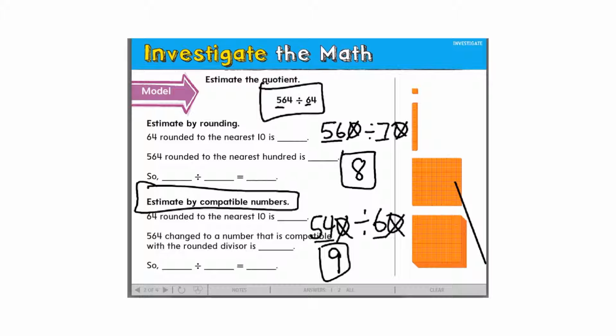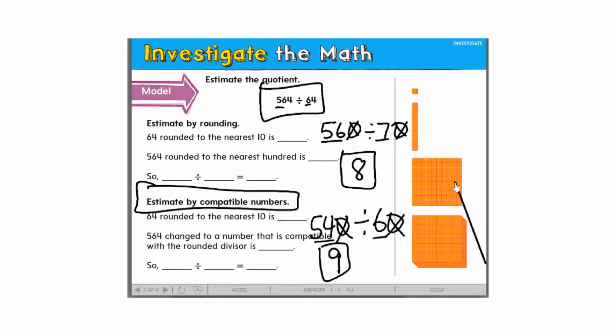Do you guys see how we got that? So on one of the questions, we changed the divisor, and on the other one, we changed the dividend, and we got an answer that was pretty close. So if you actually did this division, you're probably going to get an answer somewhere between 8 and 9. It's not going to go in evenly. You're going to have a remainder, or you're going to have a decimal answer or something like that. So it's going to be a number between 8 and 9.